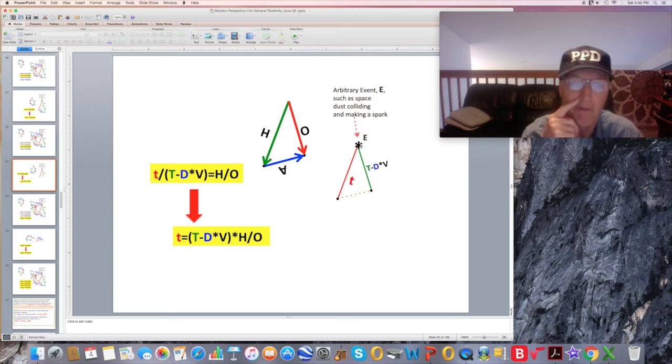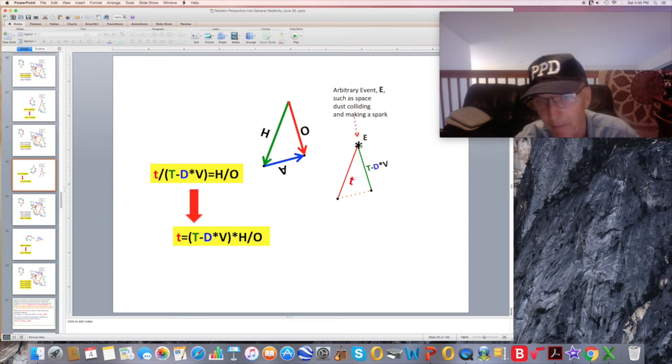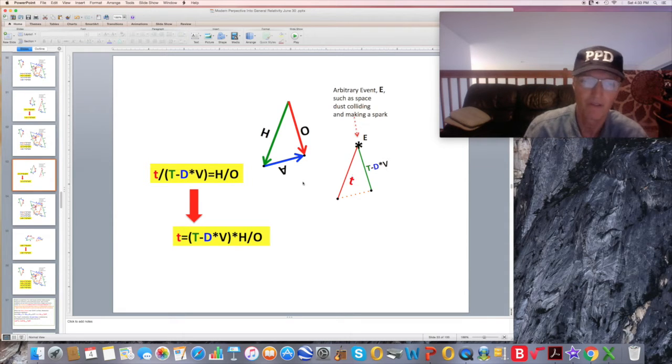So now we want h over o again. So h over o. Well, h corresponds to this one, small t, and o corresponds to the big T minus big D, the blue one, blue D, times v. You can read it off of the triangle there. So I write that down. Small red t divided by big green T minus blue big D times v is equal to h over o.